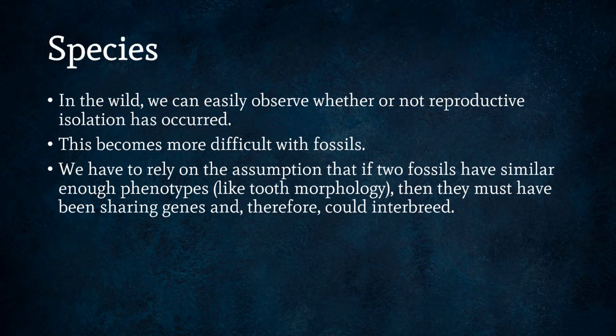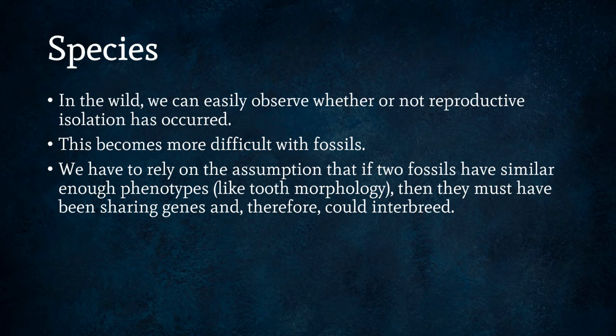In the wild, we can easily observe whether or not reproductive isolation has occurred. This becomes more difficult with fossils. We have to rely on the assumption that if two fossils have similar enough phenotypes, or shapes of the bones, and phenotype, don't forget, is the external expression of a gene, an example could be tooth shape or morphology. Skeletal morphology basically means shape of the bones. So if their bones have the same shapes, they must have been sharing genes and therefore could interbreed.